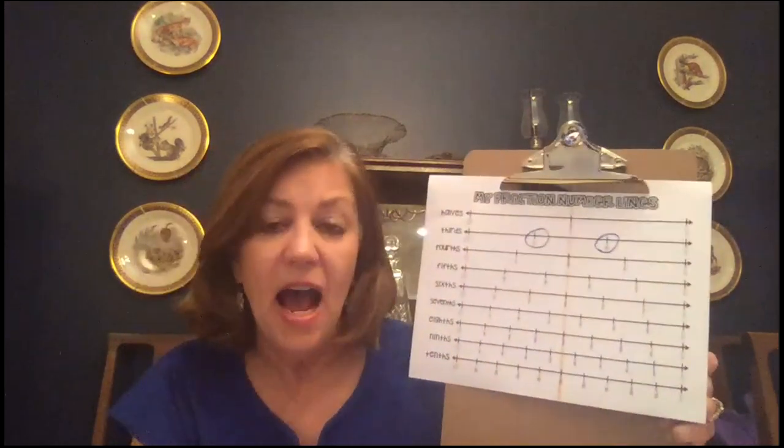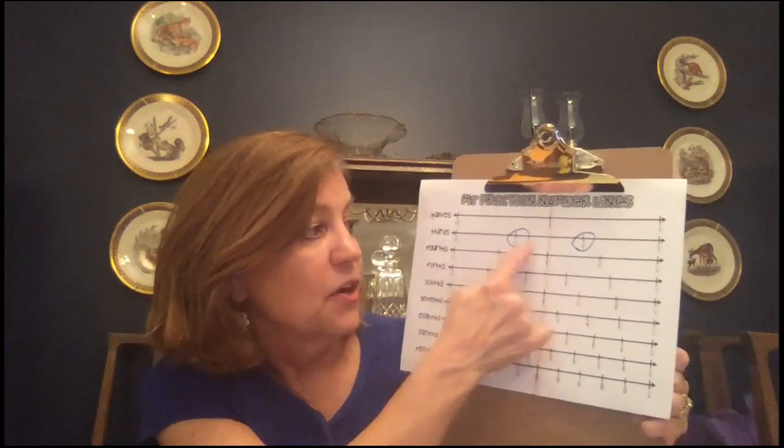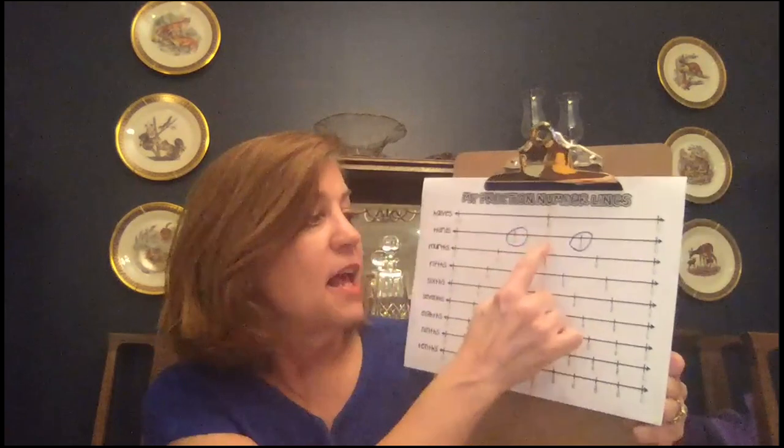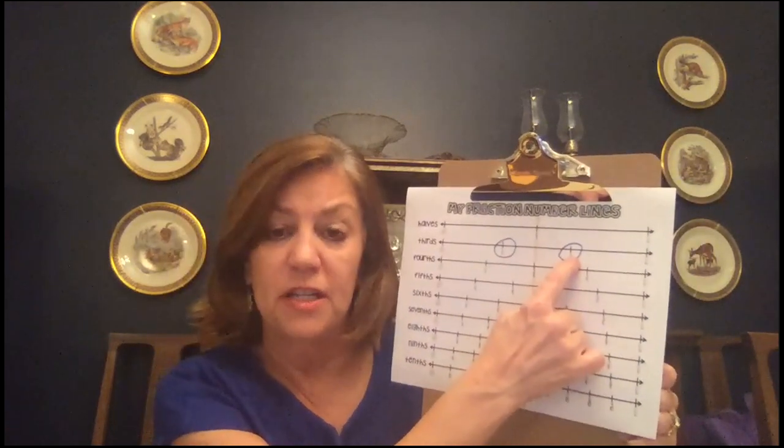Well, when we look at this fraction number line, it helps us in comparing fractions. For example, if I was to look at 1/3 and 2/3, I can tell that 1/3 is less than 2/3 because 1/3 is closer to the 0. The closer the fraction is to the 0, the less the fraction is. The further the fraction is from the 0, the greater the fraction is.